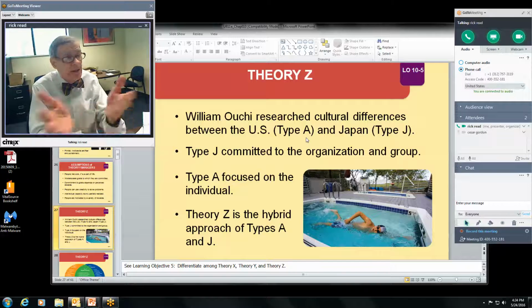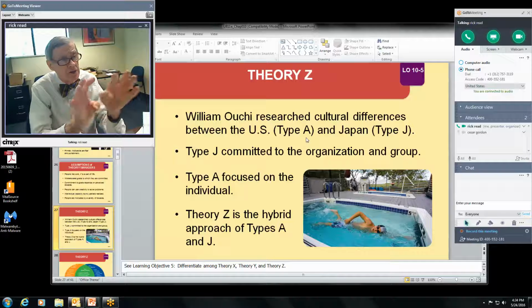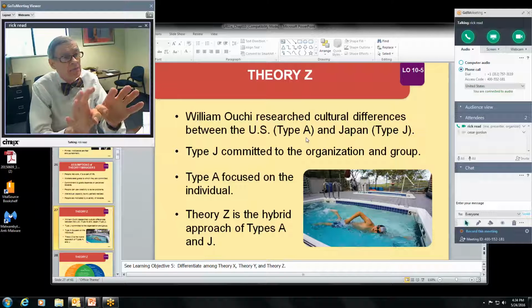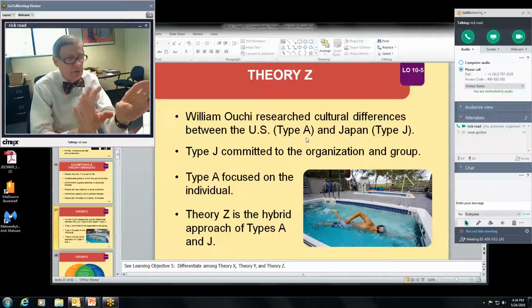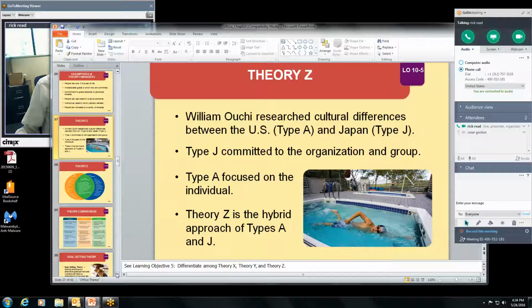Now, that's not meant to denigrate Japan. I don't mean to do that, and I don't want you to think that I am denigrating Japan. I just want you to understand that it's hard to make that comparison. So Ouchi came up with what he calls his Theory Z.